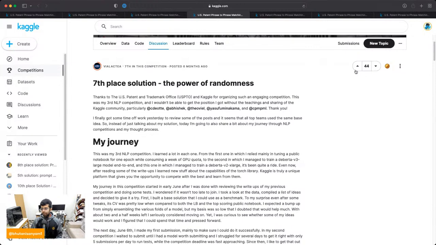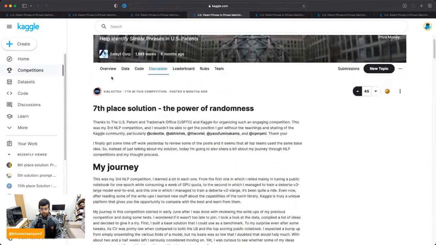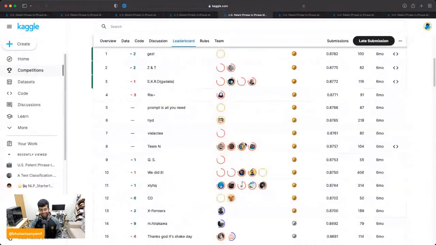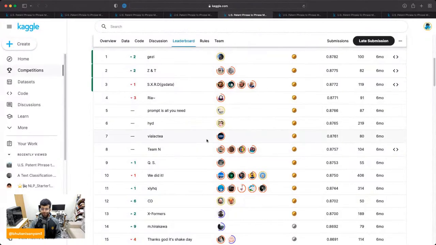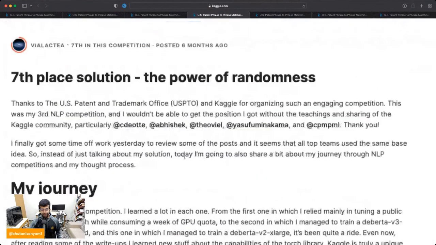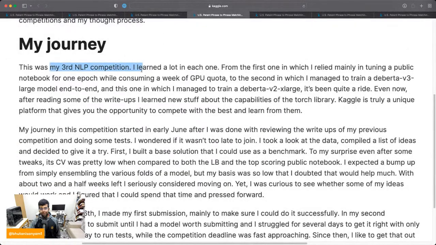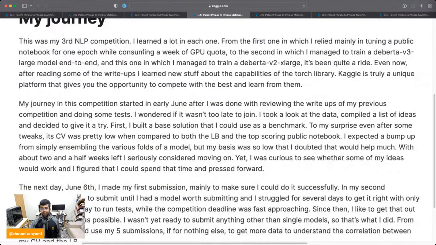So the seventh place, I think he had solo golded, is that a word? So yes, he won a solo gold in this competition and he spoke about his approach and what had happened here. So this was a third competition for this person and they say they learned a lot in each one. For the first one, they relied on tuning a notebook while consuming their quota. This is worth it. Please hear out their approach and the journey is quite inspiring.